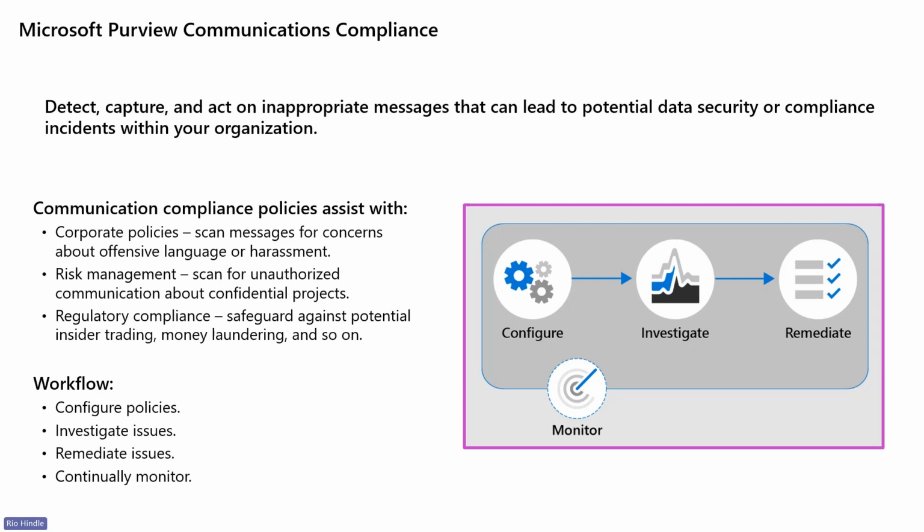And if we see that sensitive information type mentioned in Teams or email, we could be notified as an administrator based on what we define in the policy. And not only that, we could put some restrictive controls around that so that information can't be used in your business. So that's kind of an example of communication compliance, but generally it's inside a risk solution, helps you detect, capture, and act on inappropriate messages that can lead to potential data security compliance incidents within your organization.